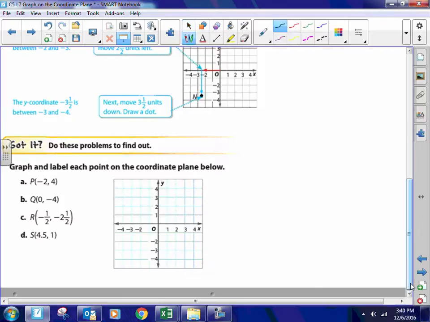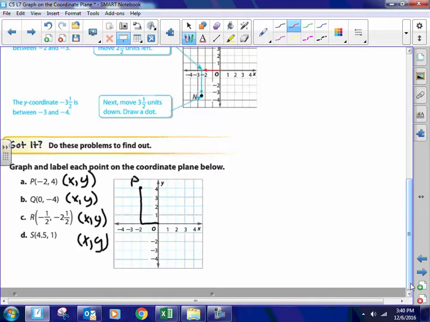All right, again, when we graph these, x comes first, y comes second. X comes first, y comes second. Alphabetical order every time. All right, so we got -2 and 4. I go over to -2, and then I go up to 4 and plot that. And that is my P point, okay?